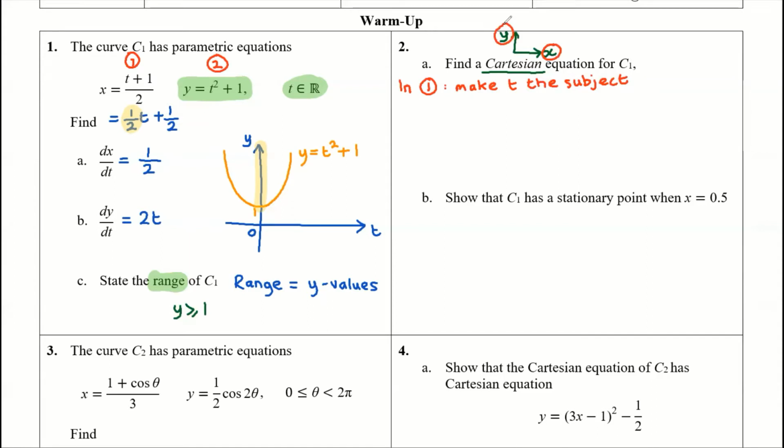So let's do that. So we're going to have 2x, just multiplying both sides by 2, is equal to t plus 1, which implies that t is equal to 2x subtract 1. So we've now got t as our subject. So now we're going to sub this in 2.